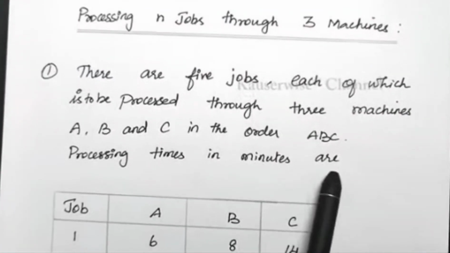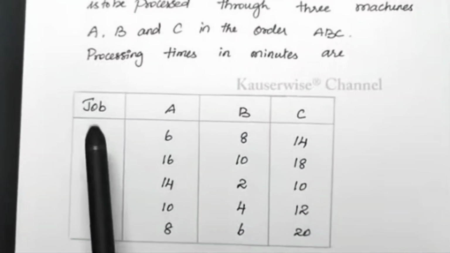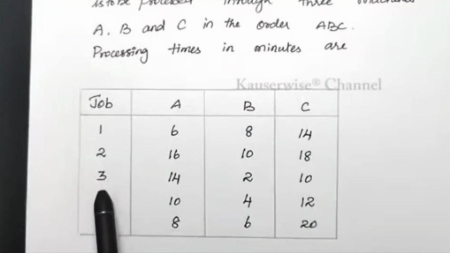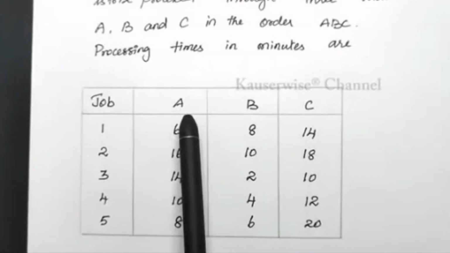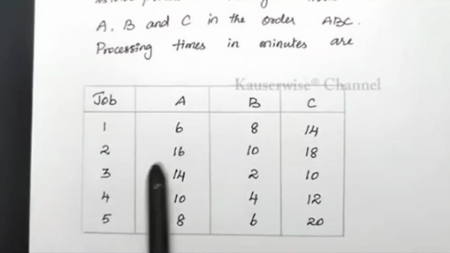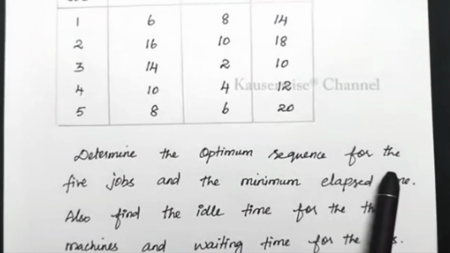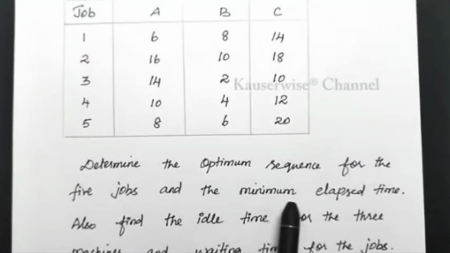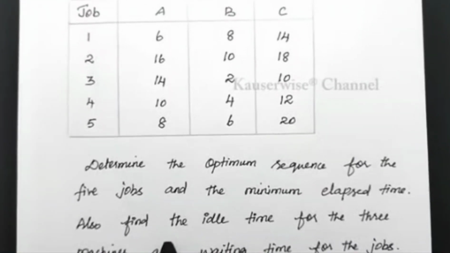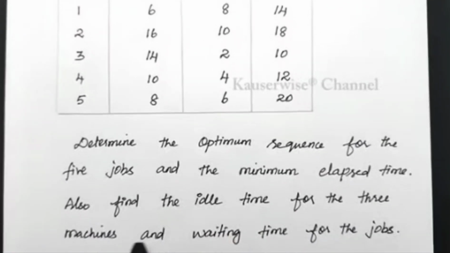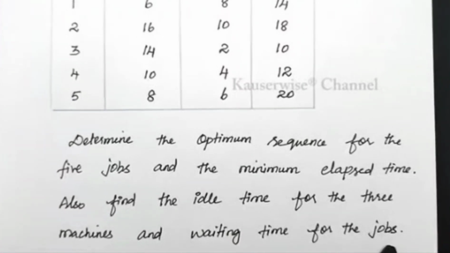Processing times in minutes are given in the tabular column. There are 5 jobs, no? 1, 2, 3, 4, 5 and 3 machines A, B, C, and these are the durations. With this, determine the optimum sequence for the 5 jobs and minimum elapsed time. Also find the idle time for 3 machines and waiting time for the 5 jobs.